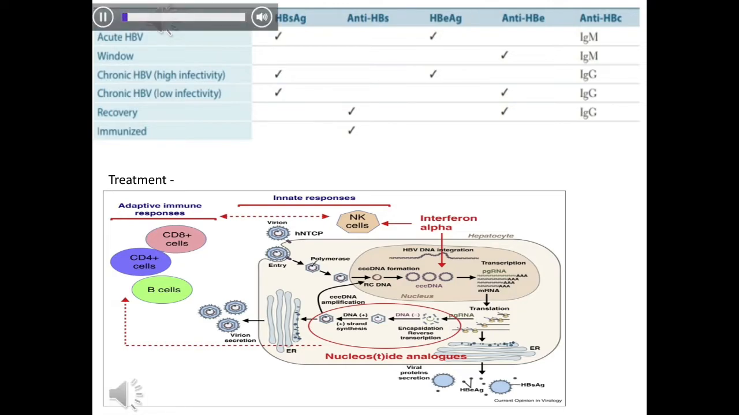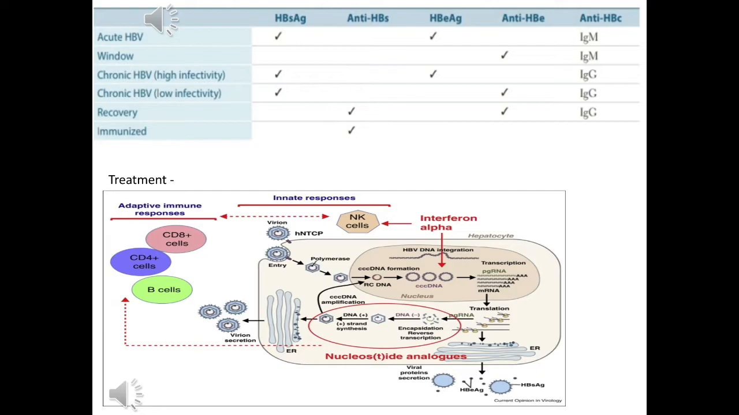The serological patterns of hepatitis B infection. Acute hepatitis B with high infectivity would have HBsAg positive, HBeAg positive, and IgM anti-HBc. In window period, anti-HBe would be positive and IgM anti-HBc. Chronic hepatitis B virus with high infectivity would have HBsAg positive, HBeAg positive with IgG anti-HBc.